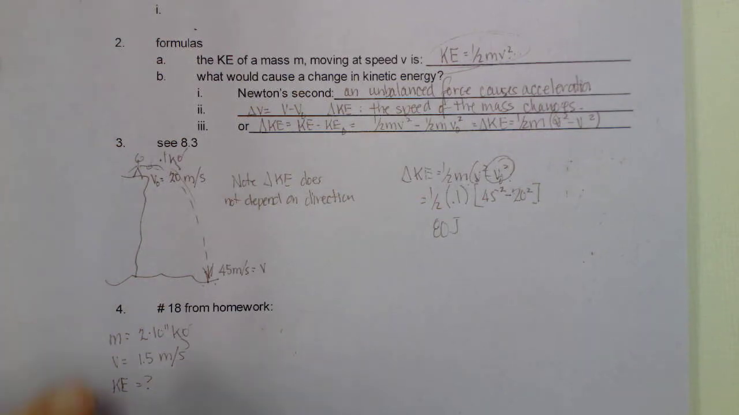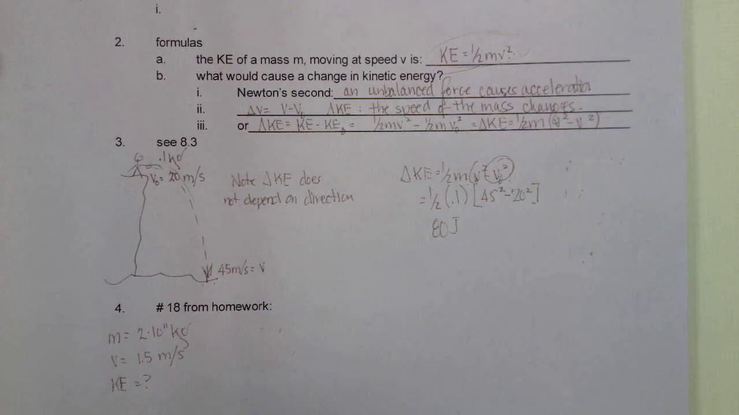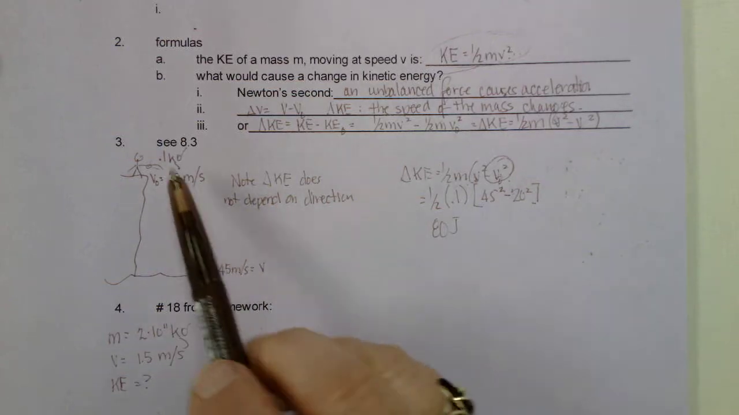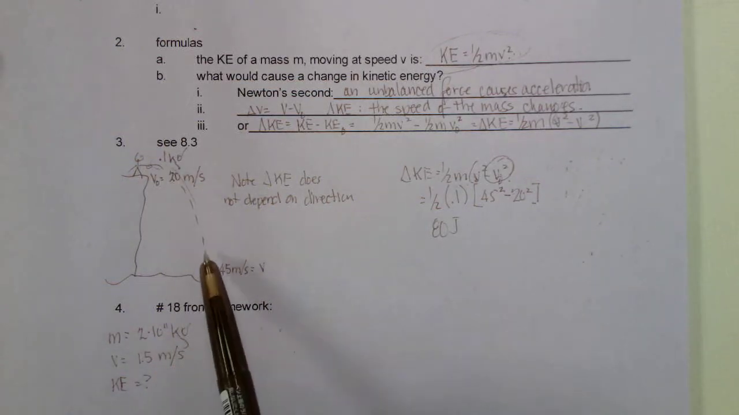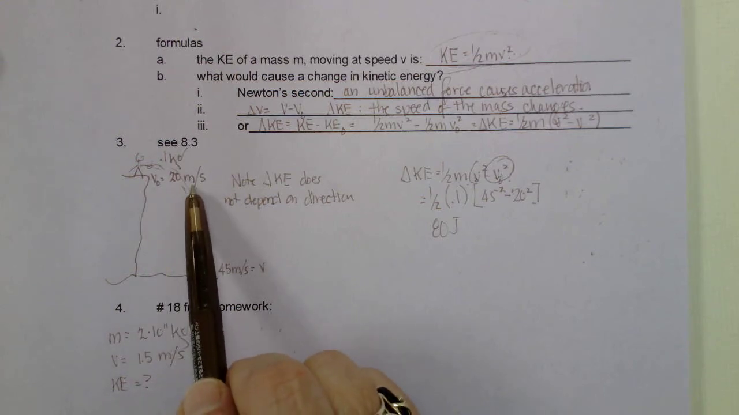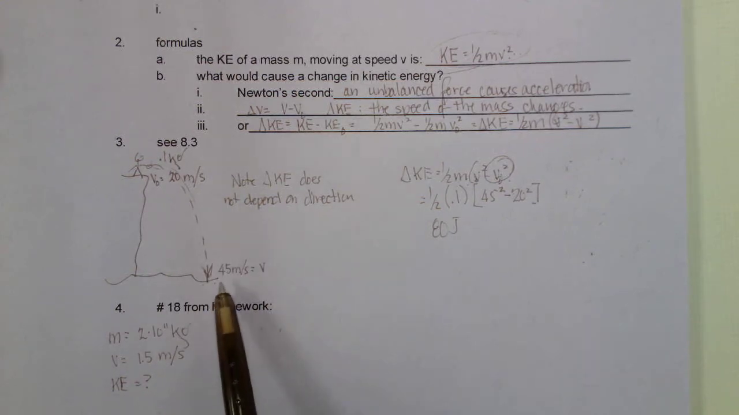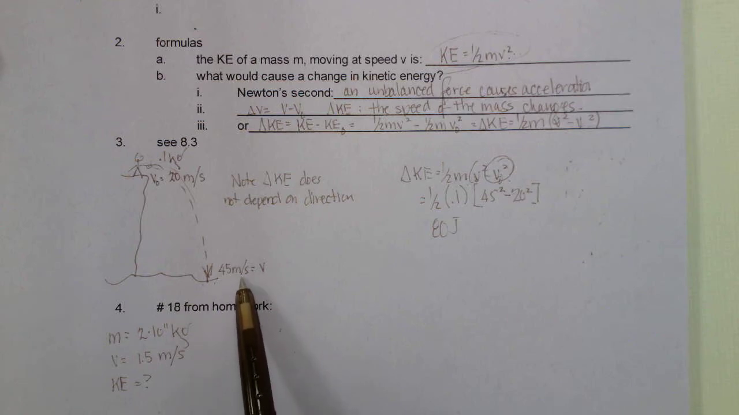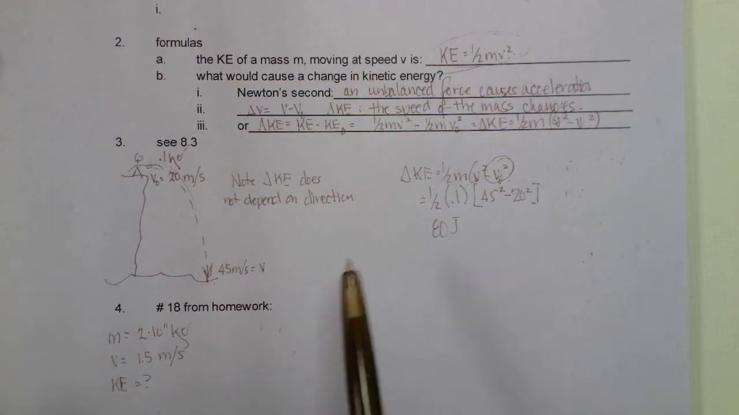So I did my drawing again. You'll notice here, drawings are awesome. You can't always do them, but boy, whenever you can, I want you to. This is a case where you can do the drawing. Notice that the stone was thrown and not dropped. Because it was thrown, it has an initial velocity of 20 meters per second. It hits the water at 45 meters per second. I have all this already drawn.